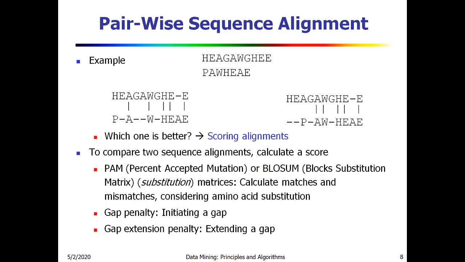Then coming to the first method, that is pairwise sequence alignment. Here is an example where you are given a set of two sequences, and these two sequences are arranged in two different formats. We are going to calculate the scores for these and see which is scoring more, or which is the better one. Based on that, we score using the PAM, that is percent accepted mutation, or the BLOSUM substitution matrix, and calculate the matches and mismatches considering the amino acid substitution.